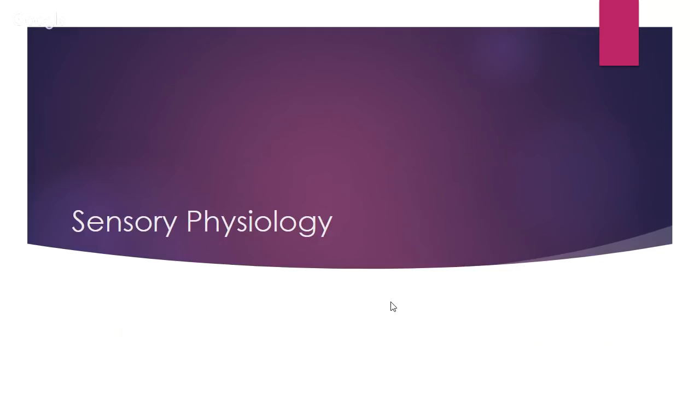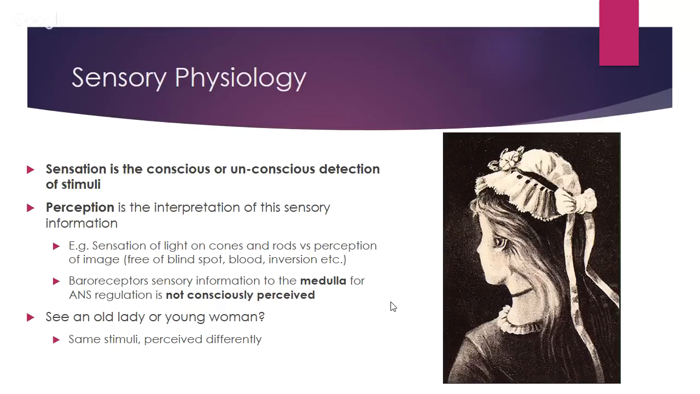Cool. Sensory physiology. So sensation is a conscious or unconscious detection of stimuli. It's a little bit different to perception because perception is how we interpret this information. So that picture over there, you're all getting the same sensory information, you're all getting the same light coming off that picture, but the way you perceive it can change. You can either perceive it as a young lady that's facing the back or like an old woman that's looking off to the side. You guys don't see the old lady? Like that's either an eye or an ear.